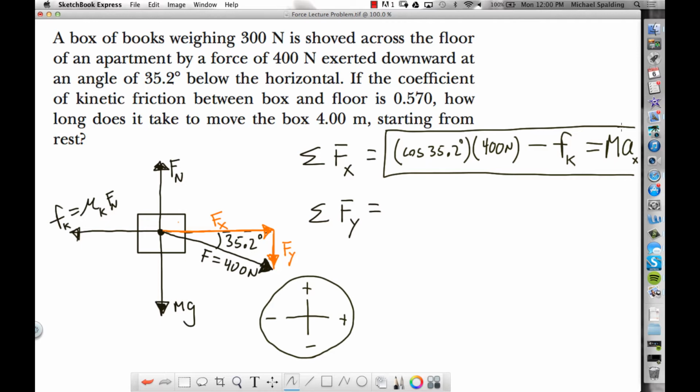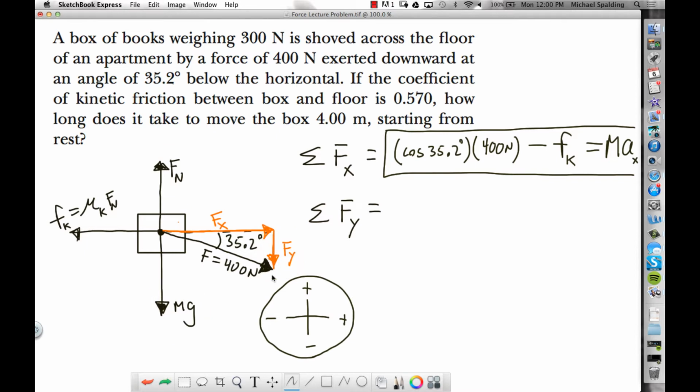Okay, now let's go to the y direction. In the y direction, how many forces do we have? 1, 2, 3. There are 3 vertical forces. How many of those 3 would we consider to be positive? Just one. The normal force points up, so it's positive. mg points down, so it's negative. And then this Fy points down, so it's negative.